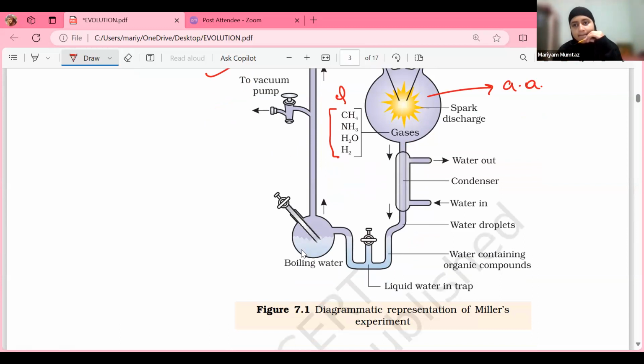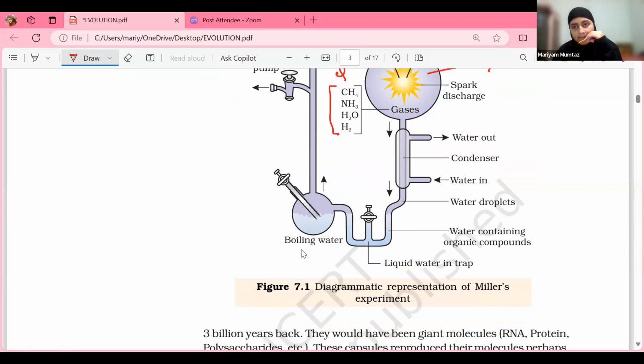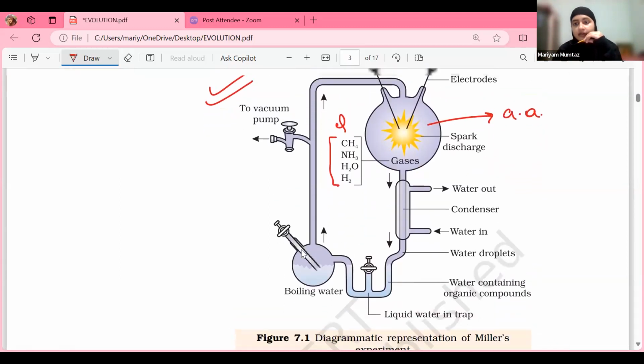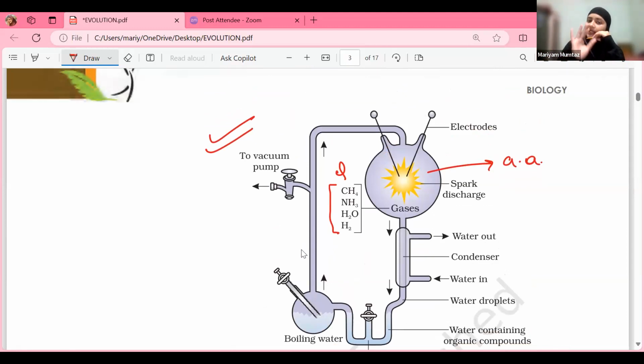Can they ask us to identify the apparatus, things like that? They can. Maybe they'll give you the whole apparatus labeled once, and they'll ask you, what is this? Who did this experiment? What was the outcome? What was the thought behind doing this experiment? And what were the gases used? This is the most commonly asked question. What were the gases used for this particular experiment? Now, let me just quickly check what other questions can come from this.